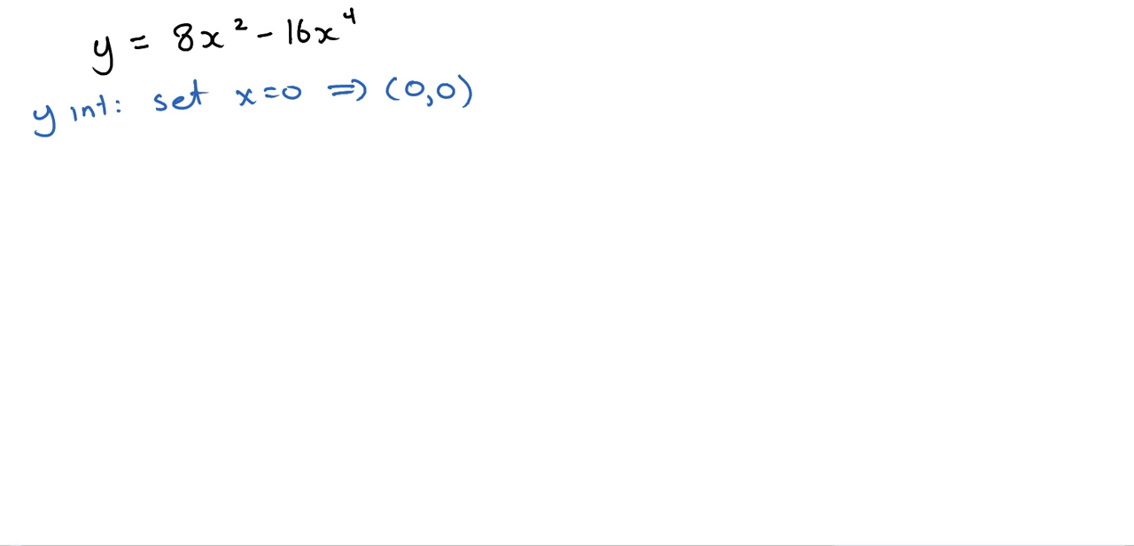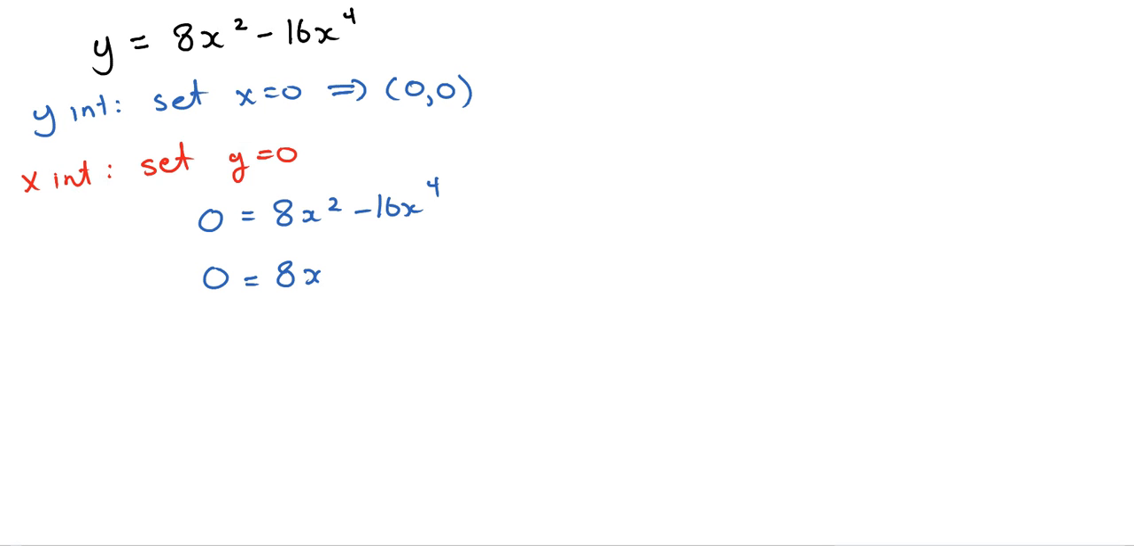And for my x-intercept, this means we want to set y equals 0. That's the same thing as 0 equals 8x squared minus 16x to the power of 4. Let's go ahead and factor this. This is going to be 8x squared times, if I factor that out, 1 minus 2x squared. And that means I have an x-intercept at x equals 0.